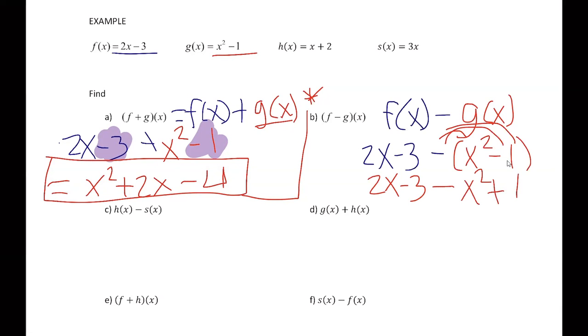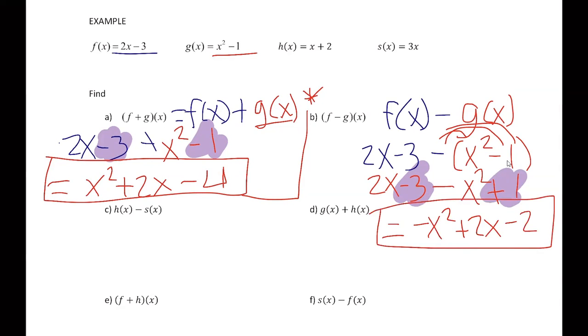Basically, when you subtract, you want to switch your signs of your second part, the part you're subtracting. So then if we combine our like terms, the x squared would come down, the 2x would come down, and then we could combine our minus 3 and our plus 1. So minus 3 plus 1 would be minus 2.